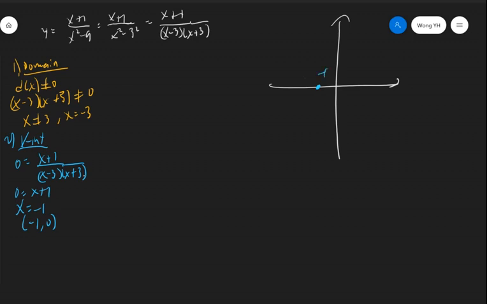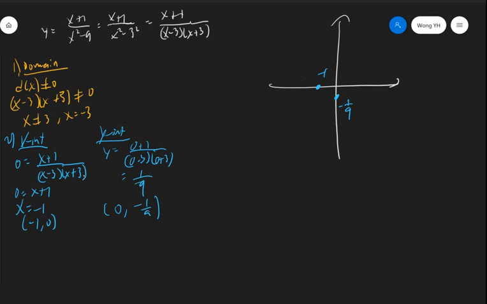There's only one x-intercept, so proceed to find the next one, which is the y-intercept. For the y-intercept, we put x equal to 0, so 0 minus 3, 0 plus 3. Below will be minus 9. So the value is 0 plus 1 over minus 9, which is minus 1 over 9. So minus 1 over 9 is somewhere here.